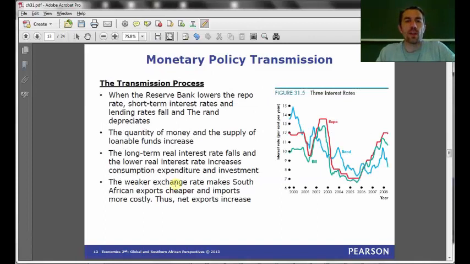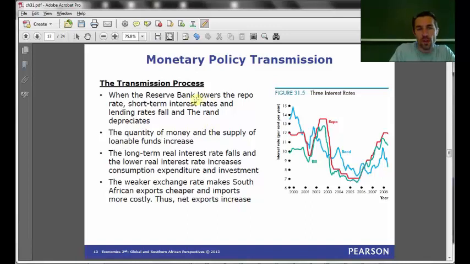So when the Reserve Bank lowers the repo rate, short-term interest rates and lending rates fall and the rand depreciates. The quantity of money and the supply of loanable funds increase. The long-term real interest rate falls and the lower real interest rate increases consumption, expenditure and investment. A weaker exchange rate makes South African exports cheaper and imports more costly, thus net exports increase, right?